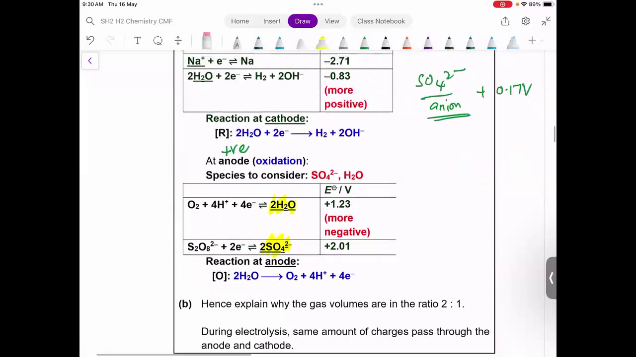Yeah. Any question? So you must see in the reverse direction. I'm also trying to get used to that. Okay, so let's look at part B.